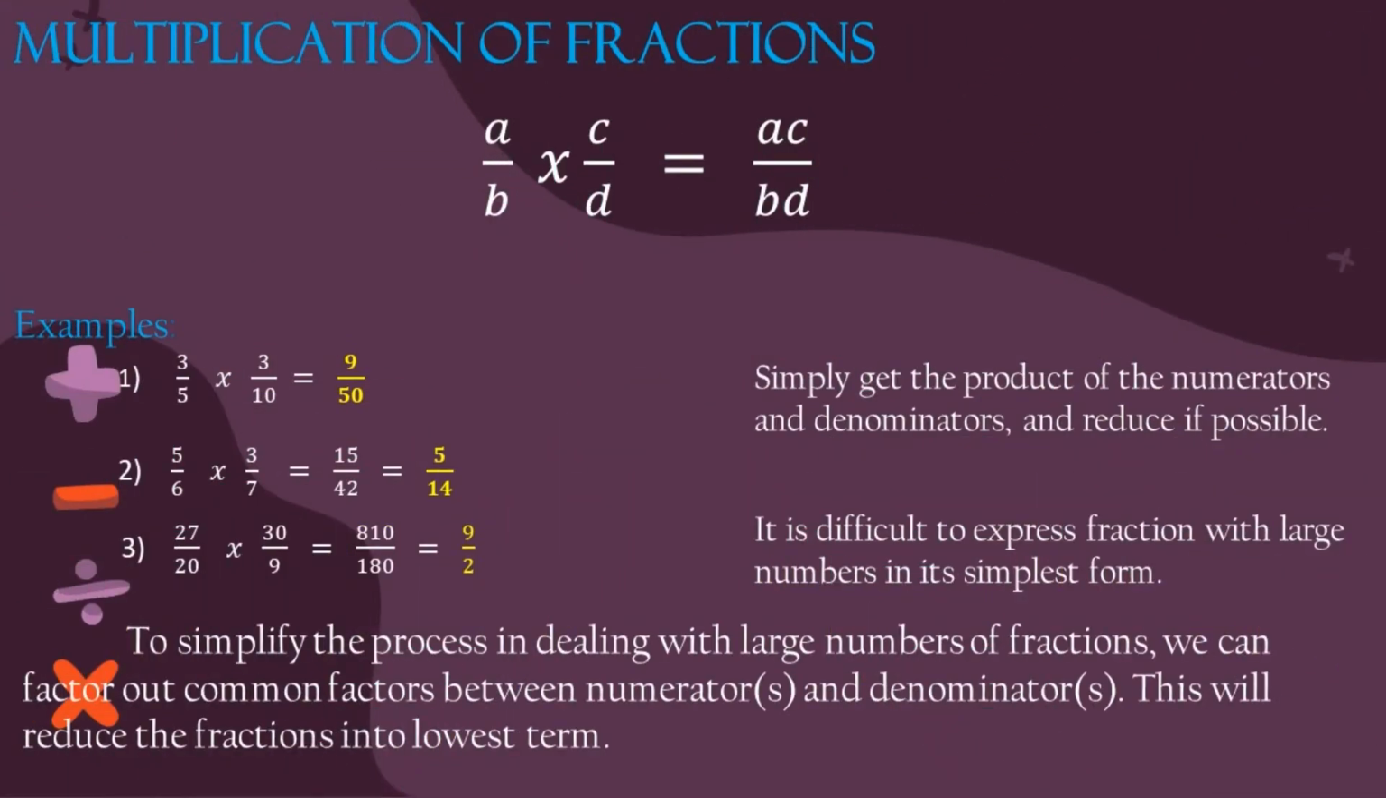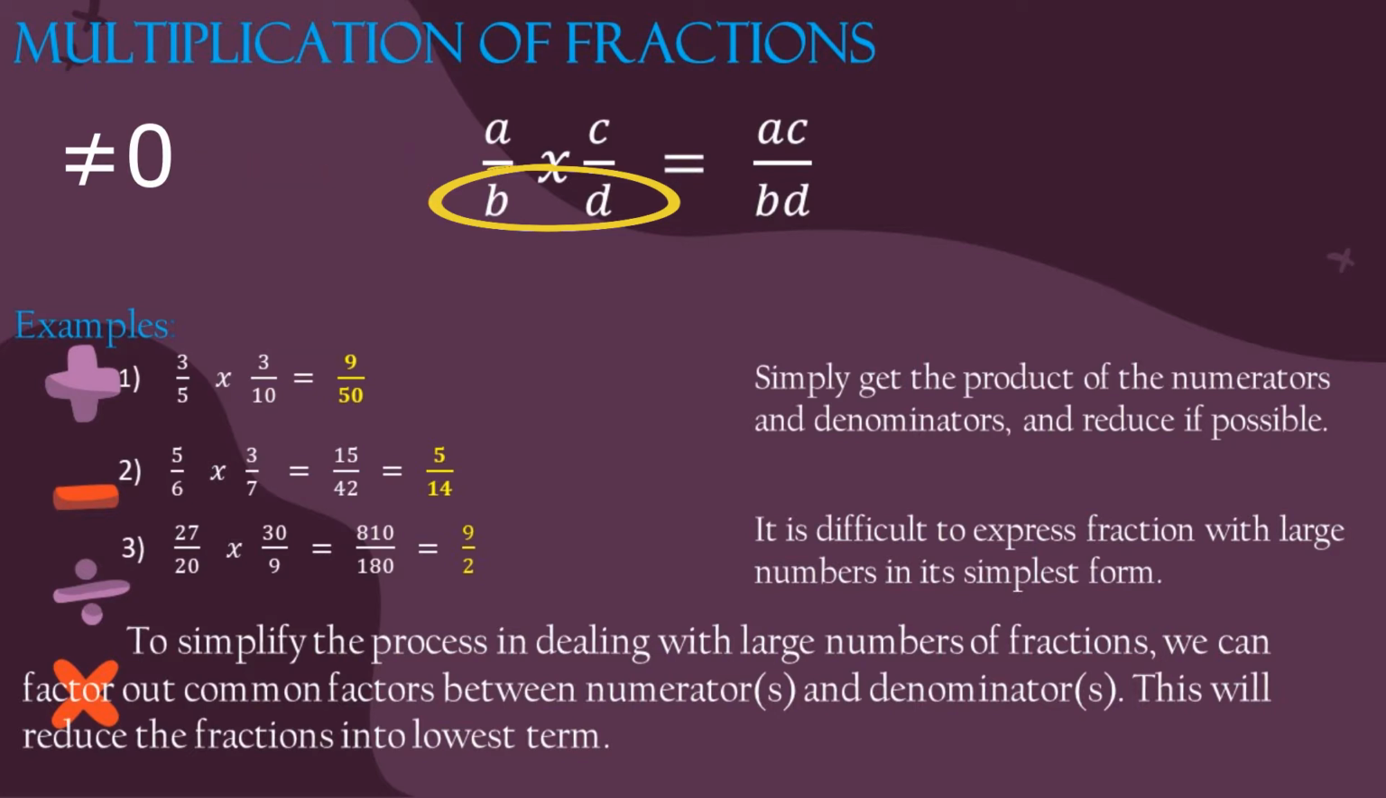Next operation is multiplication of fractions. To multiply fractions, we simply get the product of the numerators and denominators and reduce if possible. In short, multiply the numerator by the numerator and denominator by the denominator. But make sure that your denominator is not equal to 0.